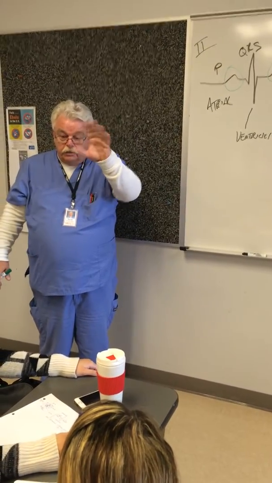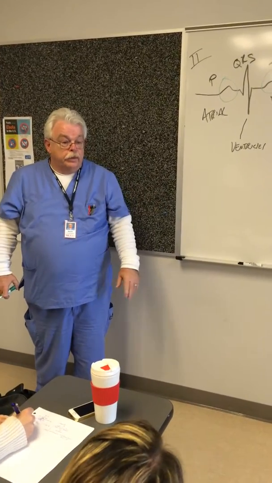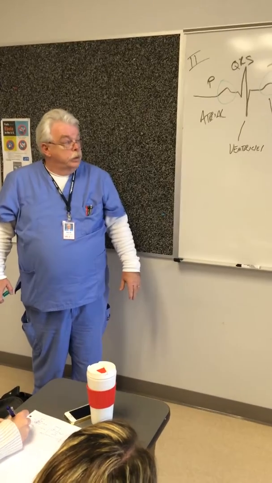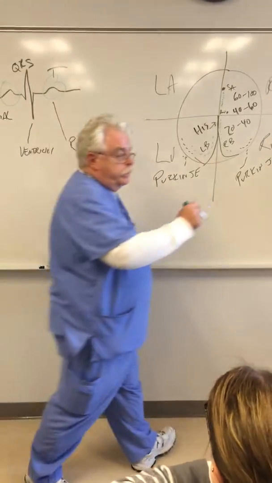AFib is when the atria just quiver. They sit there and freak out. You don't get the kick. Does it only go in the left ventricle? No, it goes in both. Okay. Drop of blood. Remember the drop of blood? Yeah.